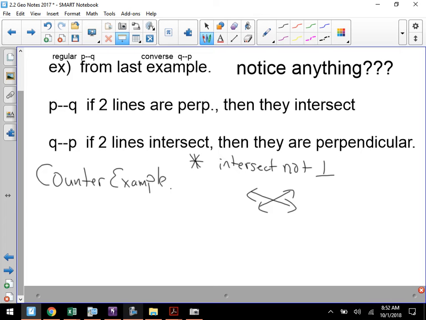Yes, sir. The converse was just flip-flopping them, saying it backwards. Q implies P. I try to use words and try to think of ways that are easy to remember. Just flip-flop it, say it backwards. The next one is called inverse.